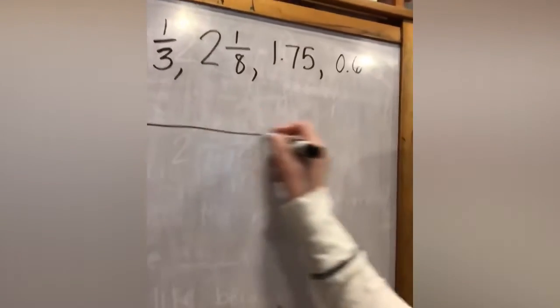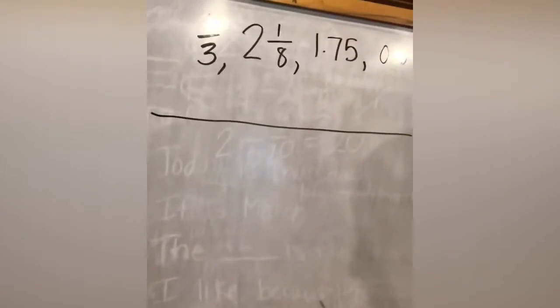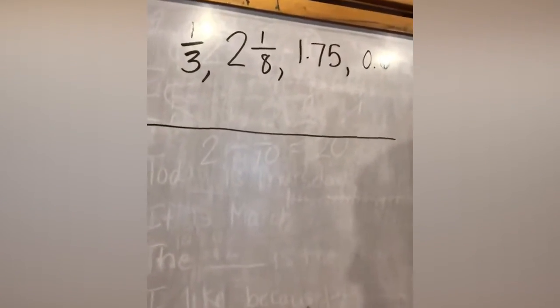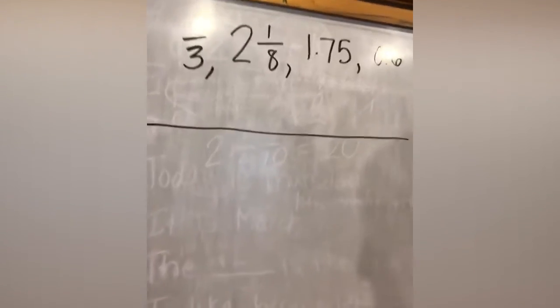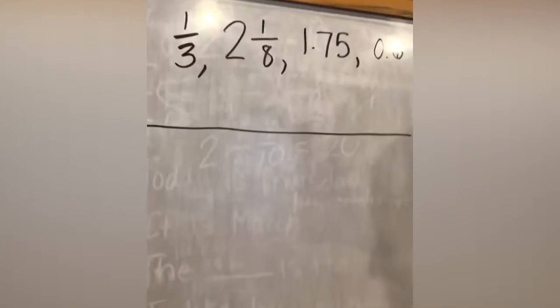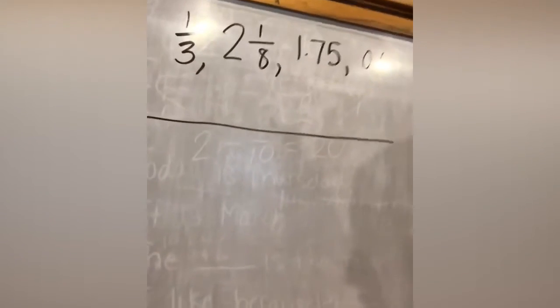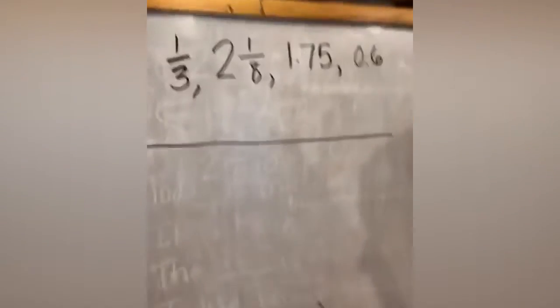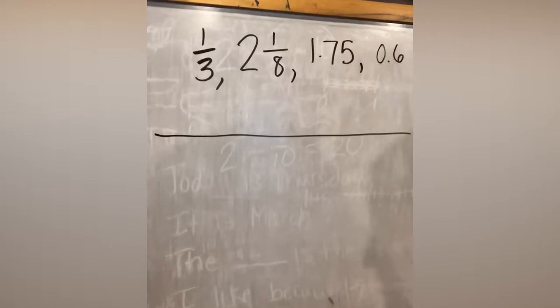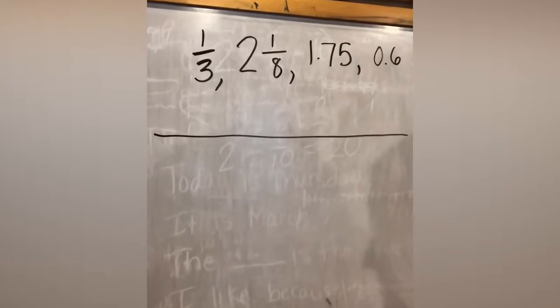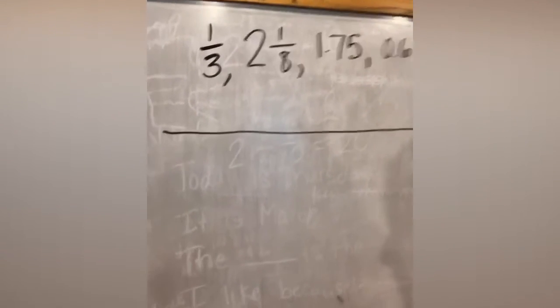I want you to look at the numbers 1/3, 2 1/8, 1 75/100, and 6/10. So go ahead and draw your number line on a piece of paper at home. And then I want you to press pause and try and plot these numbers onto your open number line. Then go ahead and compare what you have with what I'll show you here in a second. Once you're ready, go ahead and unpause and we'll take a look at the reasoning behind where these numbers should go.